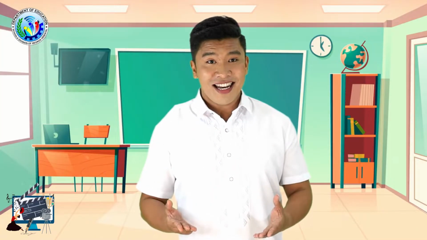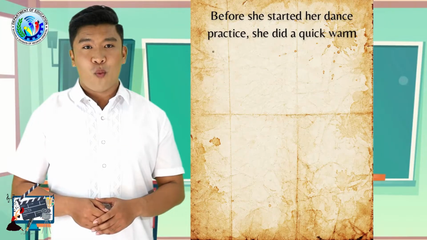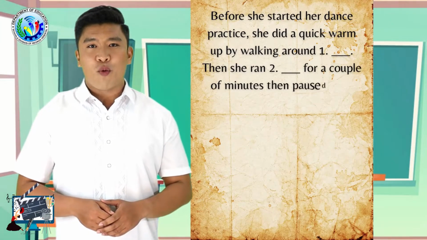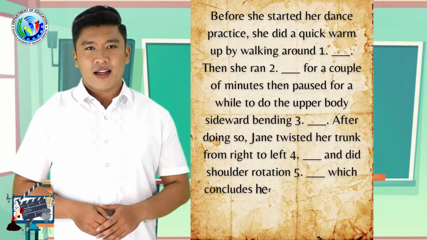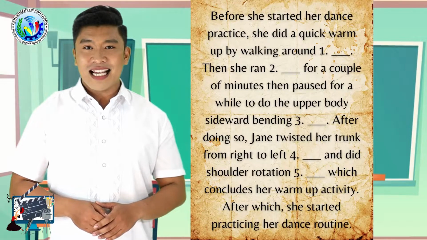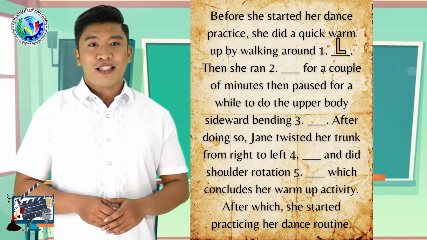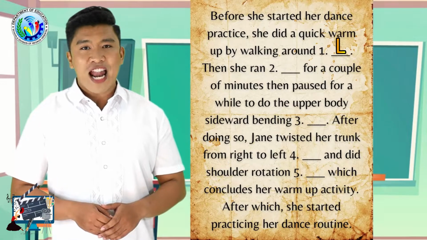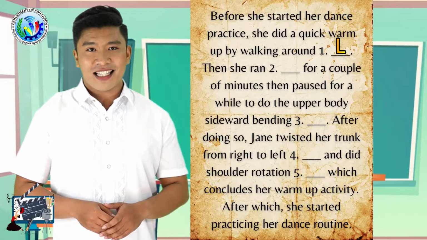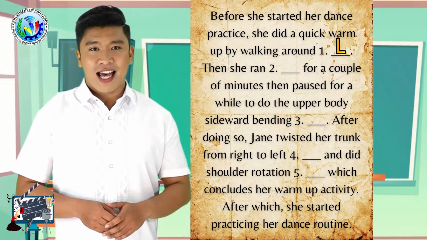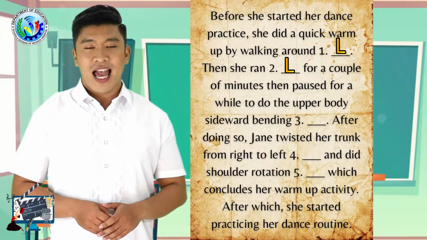Are you done? Let's check your answers. Number 1. She did a quick warm-up by walking around. The movement here is walking. The correct answer is L, locomotor movement. Number 2. Then, she ran for a couple of minutes. The movement in this situation is running. L, or locomotor movement, is the answer for number 2.